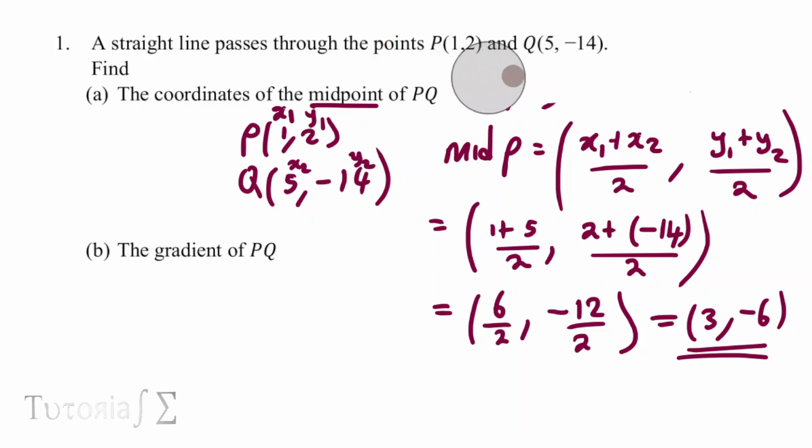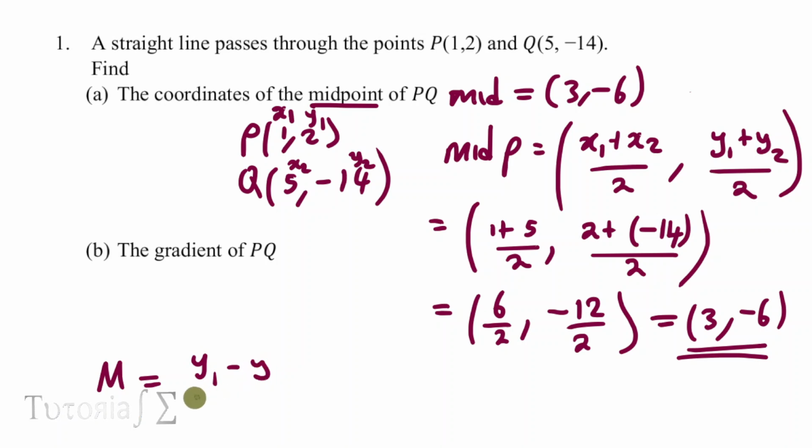So we raise this part here and just use the space. The midpoint is equal to (3, -6). Now we come to the gradient. The gradient, with the symbol m, is just the difference in the y over the difference in the x. On the formula, you just need to know that y should be on the numerator, on top, and the x down here.